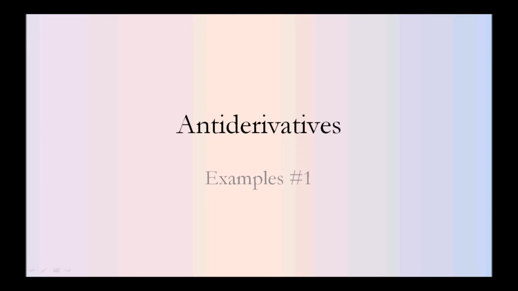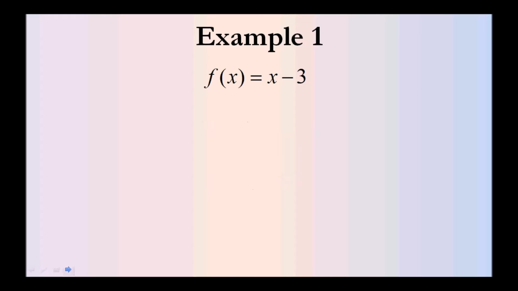Antiderivative examples number 1. In our first example, we have the function f of x is equal to x minus 3. To find the antiderivative, we have to recognize that there is an invisible 1 in the exponent of the x variable that's usually unwritten. So to find the antiderivative, we'll call it big F of x.